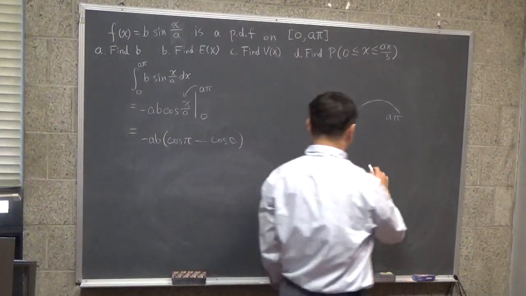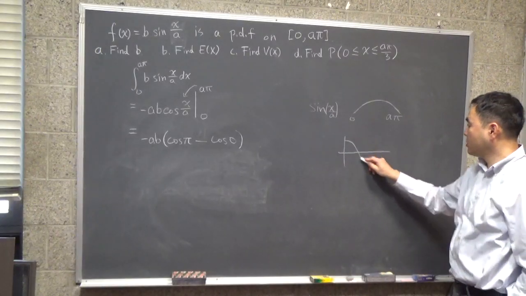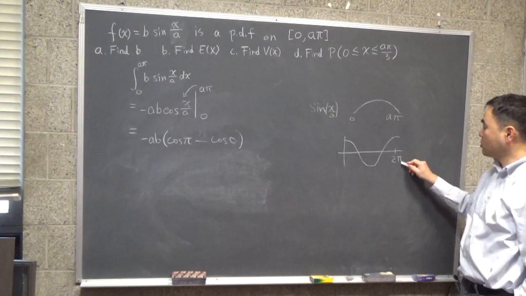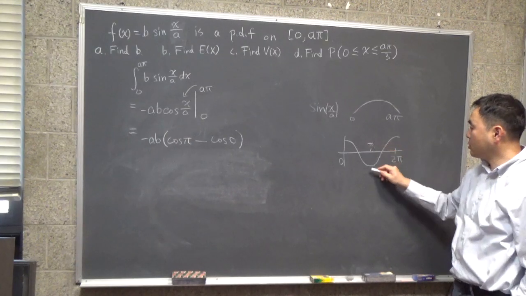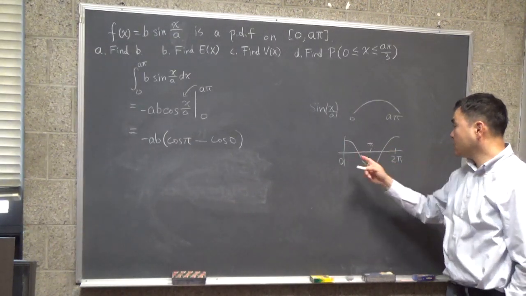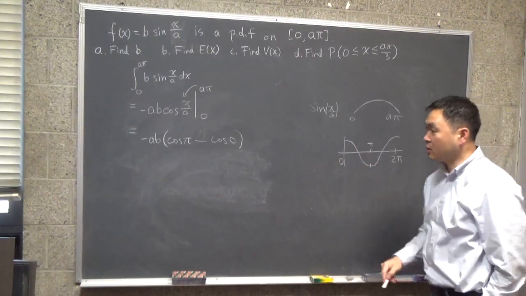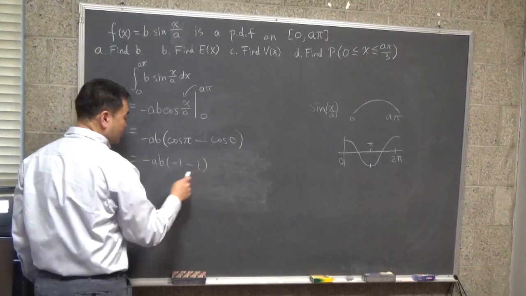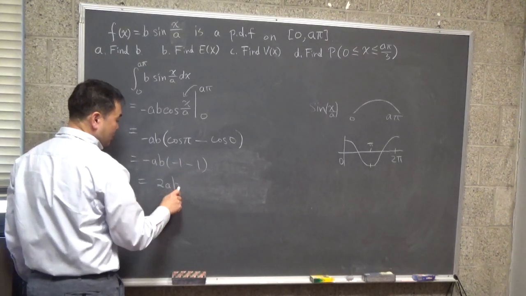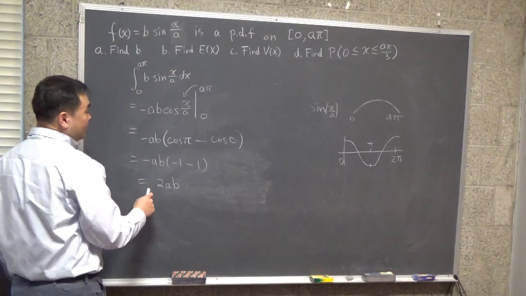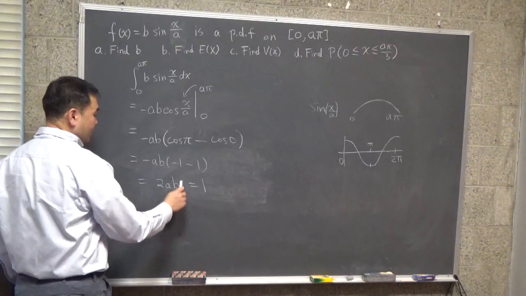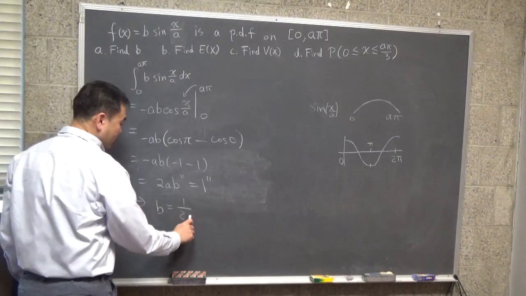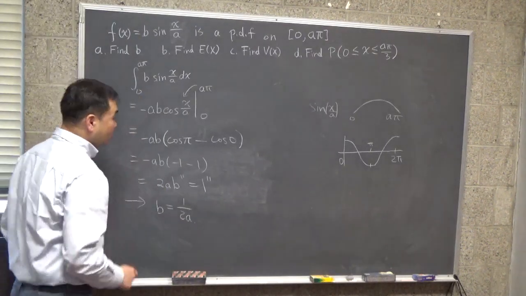And hopefully you remember that the cosine graph goes like this. This is the cosine graph. Actually, this will be from 0 to 2 pi. So if you have cosine from 0 to pi, it has the value of 1 at 0 and negative 1 at pi. So that gives you negative ab of negative 1 minus 1, which gives you 2ab. Now, I need this to be 1, and that means that b must equal 1 over 2a. So that's the answer to part A.